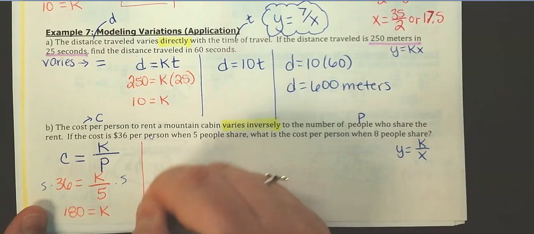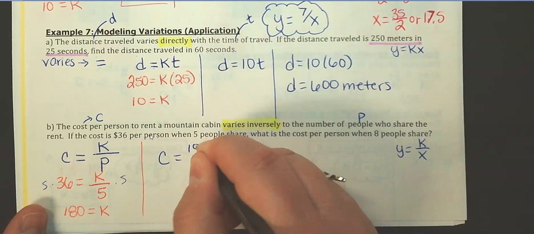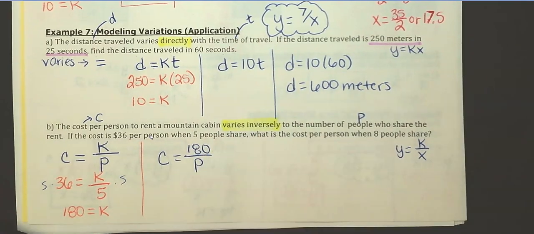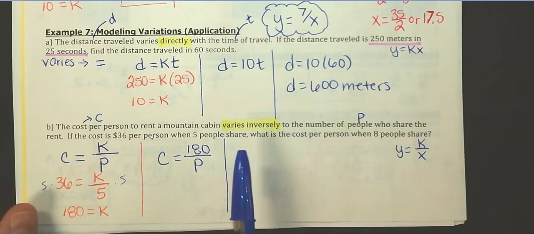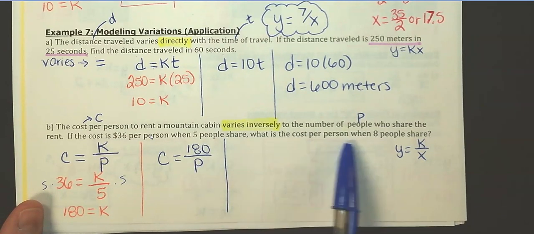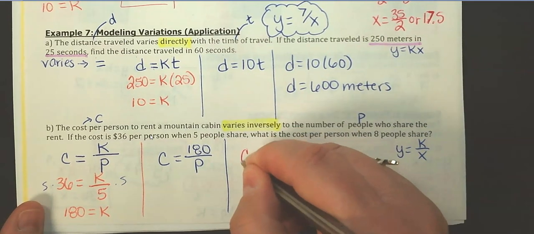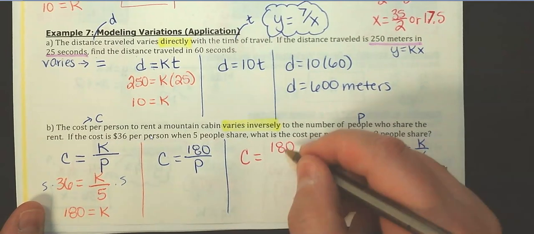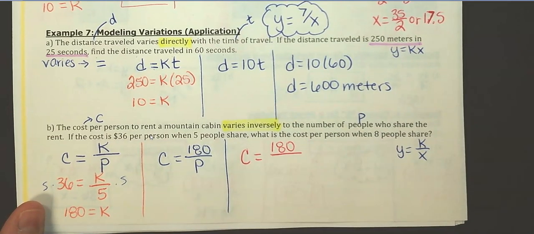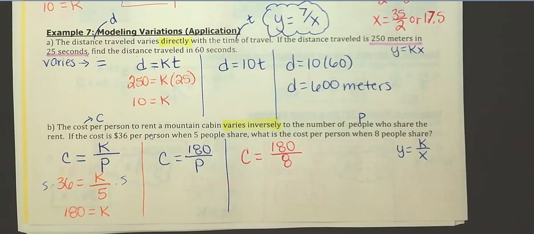All right, so just a general formula. This is an inverse. The cost is going to be 180 divided by the number of people that go. Then it's going to ask you a secondary question. It's going to say, what's the cost per person if 8 people go? So in that situation, I don't know the cost. I know my constant of variation is 180. And let's see, it says when 8 people go. So you're going to put 8 in for the number of people. That's where I had the P.